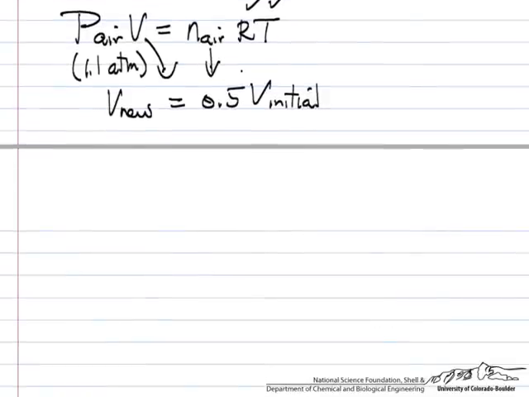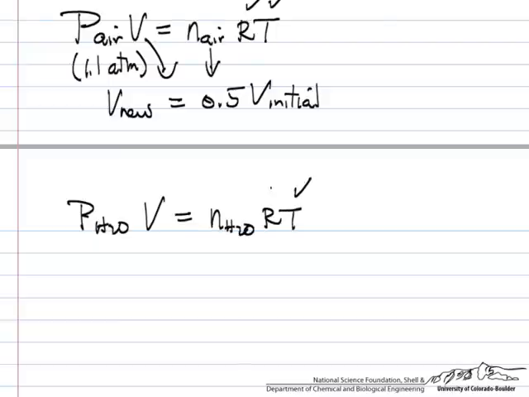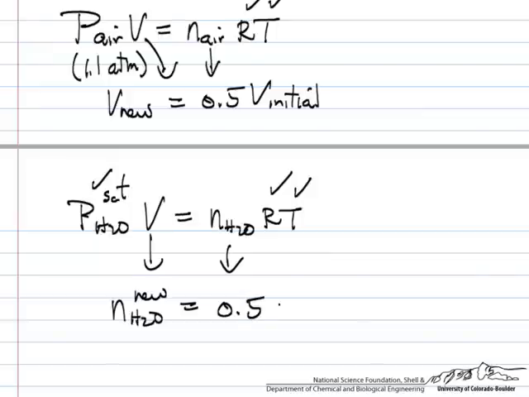We can also write the partial pressure of water in terms of the ideal gas law. So we can say that the partial pressure of water times the volume of the container is going to be the moles of water times the gas constant times the temperature. And again, we know that the temperature and gas constant are constant in this case. And we know that the pressure of water is just the saturation pressure, which is constant as a function of the temperature. So as the volume decreases, we are also going to decrease the moles of water in the vapor phase. So the moles of water is just going to be half of the initial moles that we had to start with.